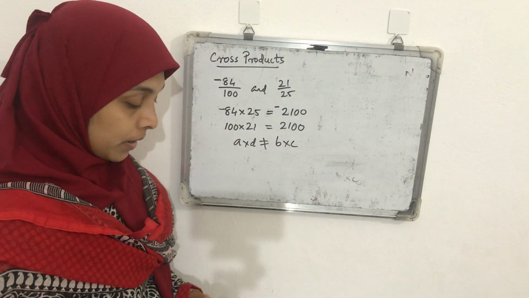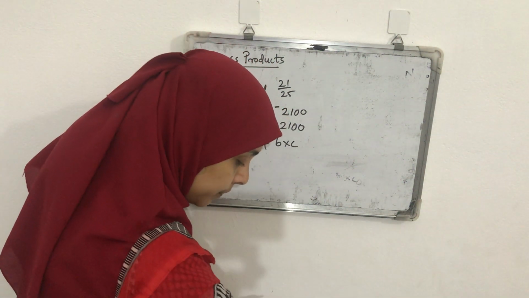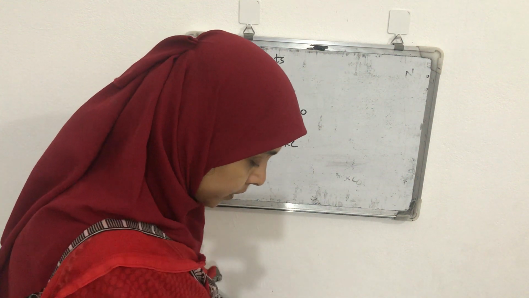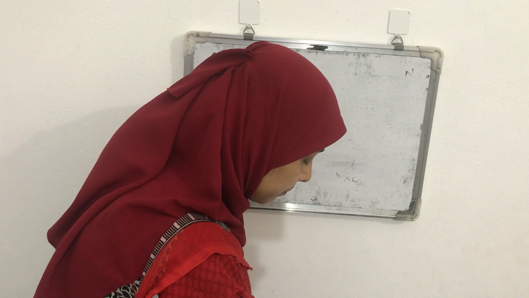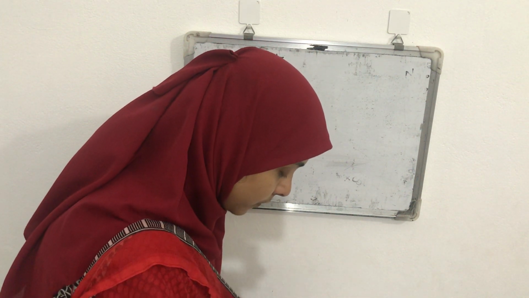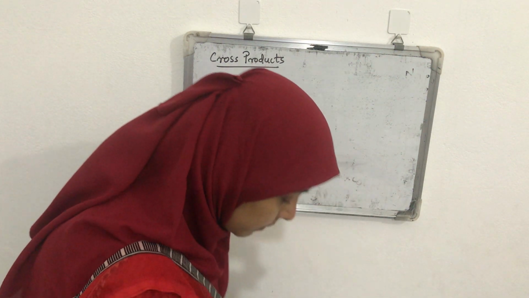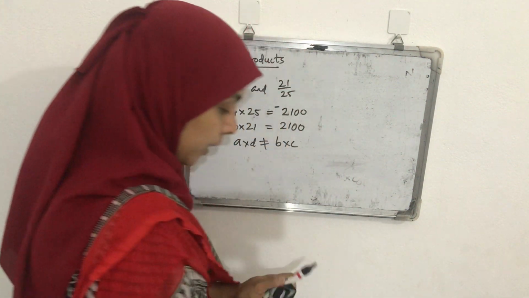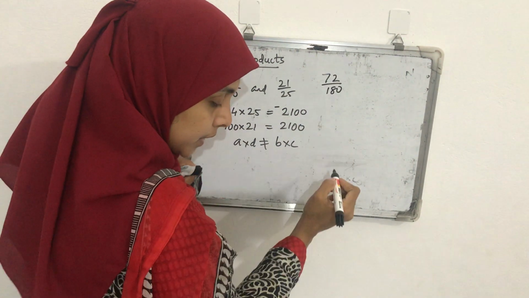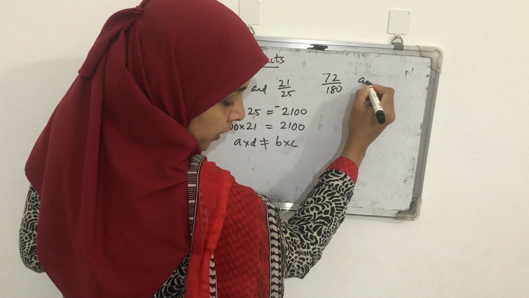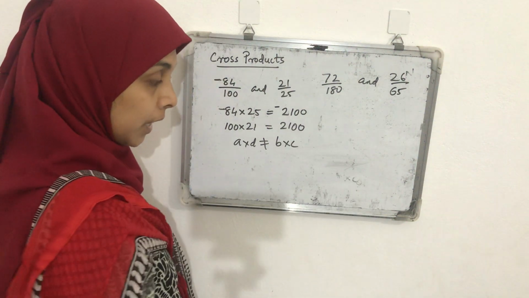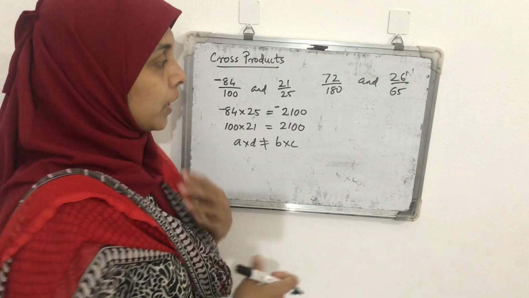rationals. Now another question from the same exercise. The question is this: 72 by 180 and 26 by 65. We want to check whether they are equivalent or not. Using cross products we can find out.